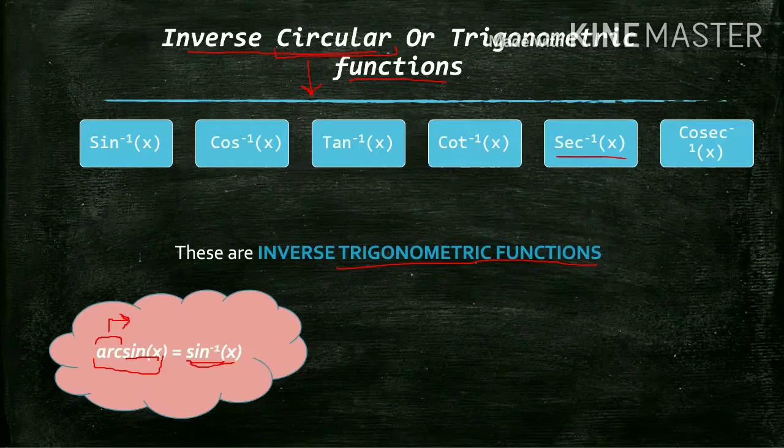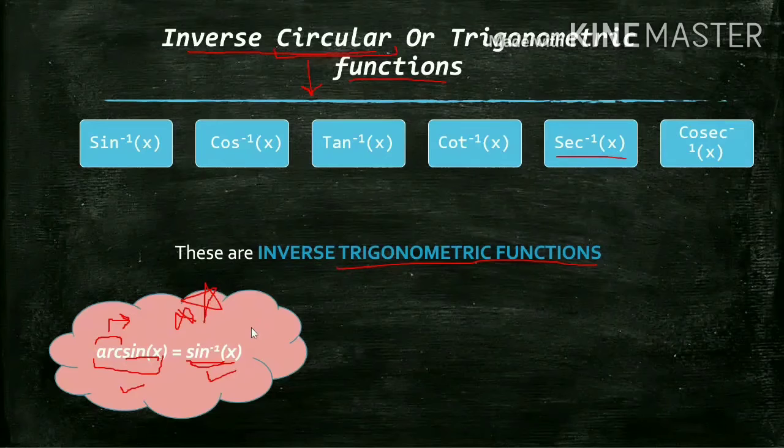So many times the question could be like this. They would not directly ask you to find the value of sine inverse of, suppose, half. They will say find the value of arc sine half. Now, if you know that arc sine half is nothing but sine inverse half, then you can do that question easily. Otherwise you just leave that question because you don't know that arc sine x is nothing but sine inverse x. So remember this. This is an important point that you must know.